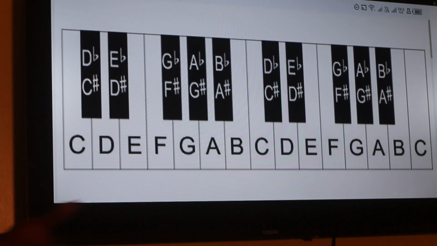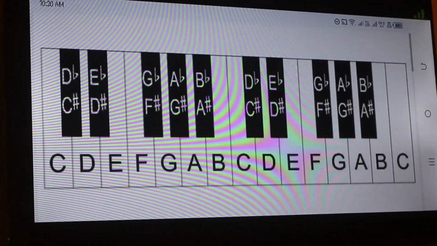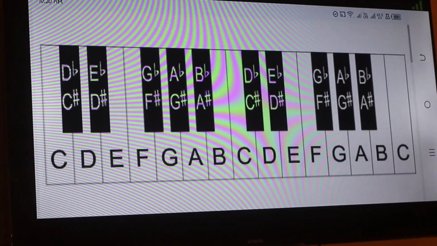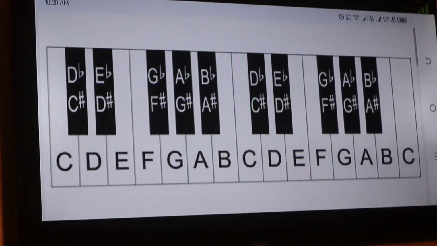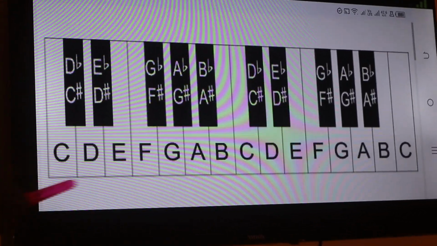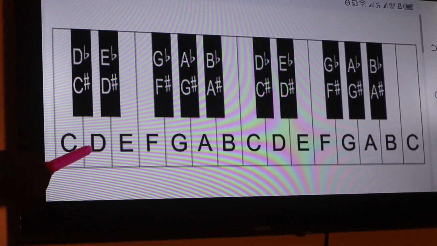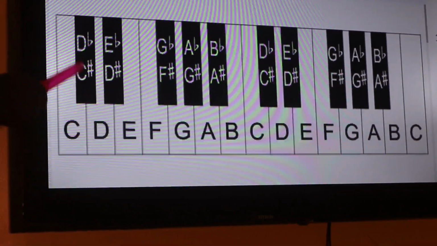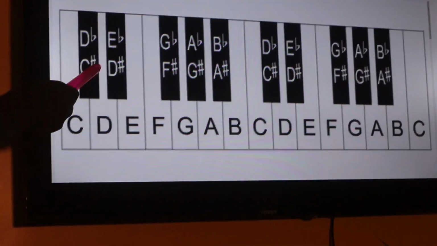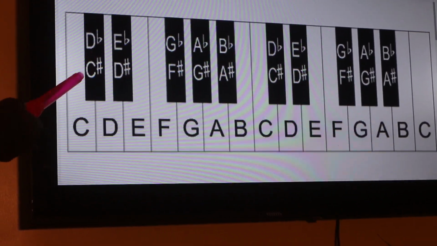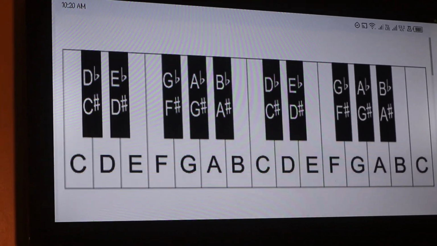I hope now you understand how to get the flats and also the sharps on the keyboard. It is very, very easy, just moving progressively and also backwards. I reinforce this one: we said when you move backwards, that one is a flat. And when you move forward, where it is a high pitch, that one becomes a sharp.